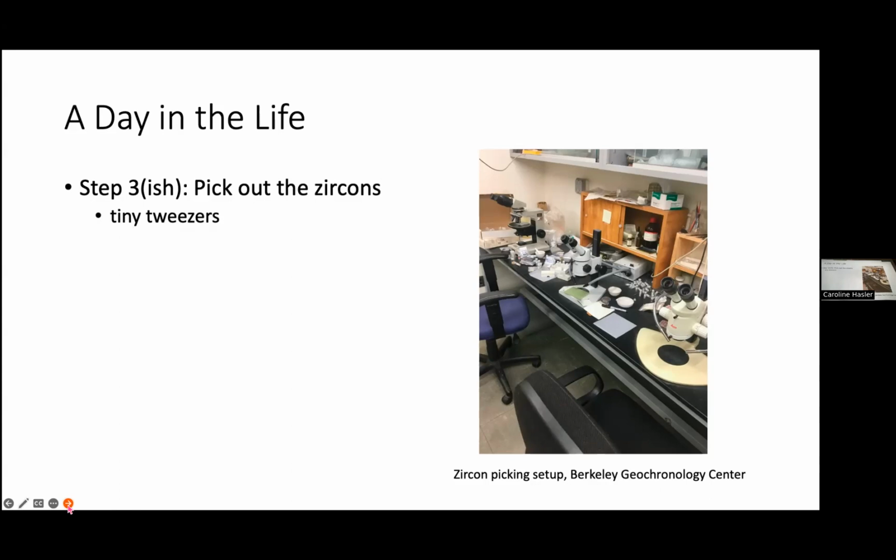So here on the right, we have an image of a sample preparation room at the Berkeley Geochronology Center, where I do most of my research. And you can see we have a bunch of microscopes lined up, samples in various stages of preparation. So at this point, we're really just taking a dish full of crushed up rock and picking out the zircons that we want to use for our sample.